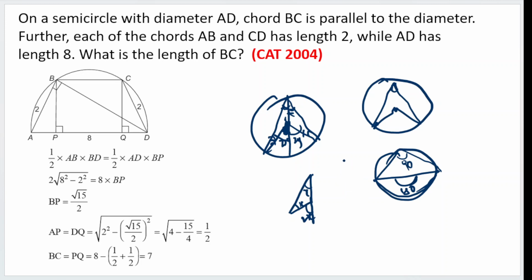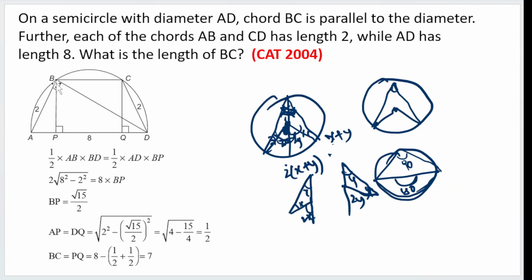Again there's a triangle like this, so this is y and this is y, and this becomes 2y. So this plus this will become 2x plus 2y, which is 2 into (x plus y). And this angle is x plus y. So that's why this angle is always double that of this angle. That's how we prove this. Now in any semicircle, the angle is always 90 degrees. This angle is 90 degrees.